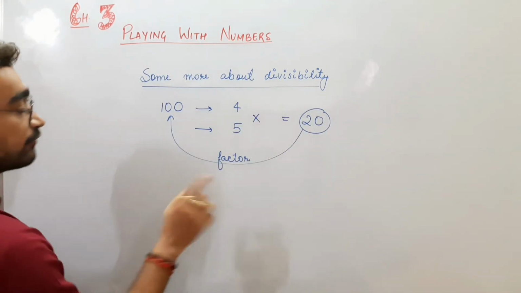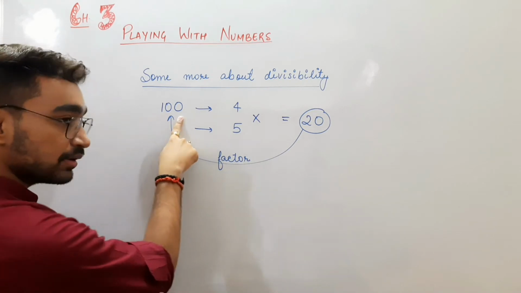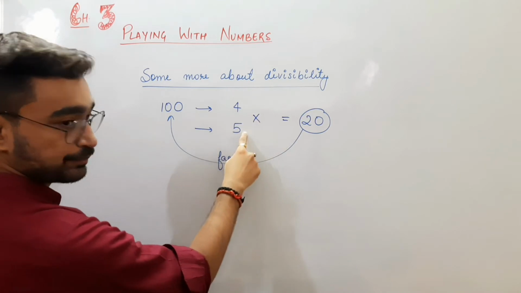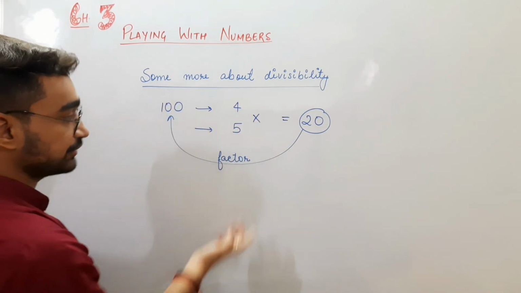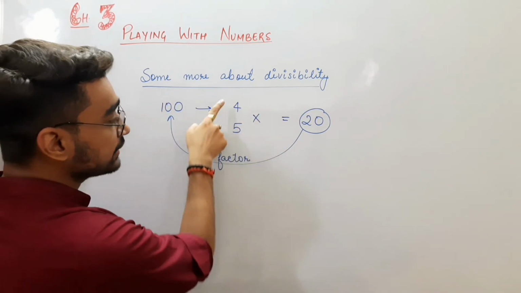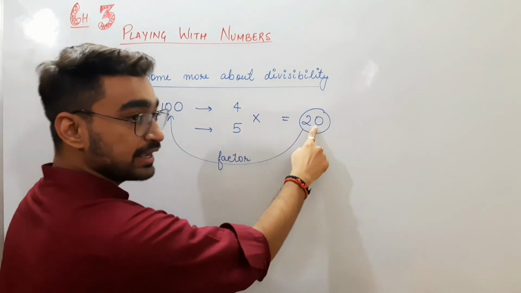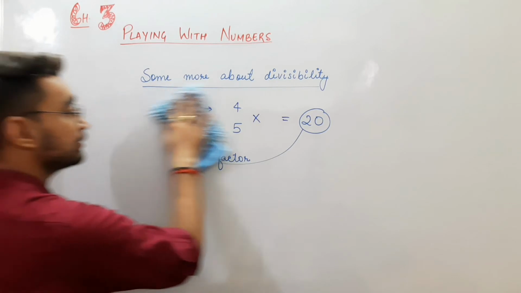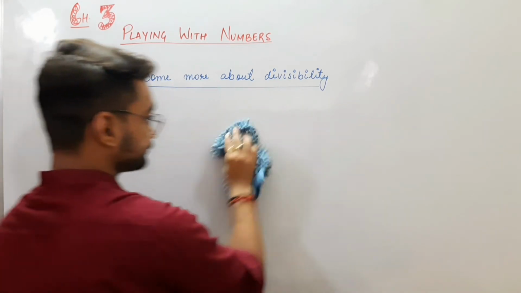Again, let me repeat it one more time. If a number is having two factors which are co-prime to each other, then the product of the co-primes is also a factor of this number. Thank you.